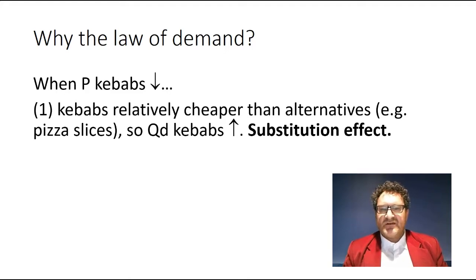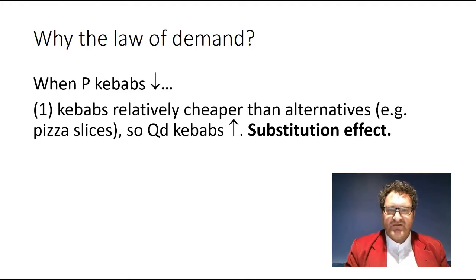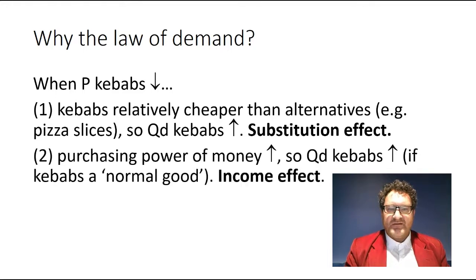But there's something else the consumer, or the buyer, is also thinking of. And it's this. As the price of kebabs falls, the consumer can afford to buy more than they could before with their money, with their nominal income or their nominal budget. Nominal income or nominal budget just means the cash they've got in their pocket and the money they've got in the bank.